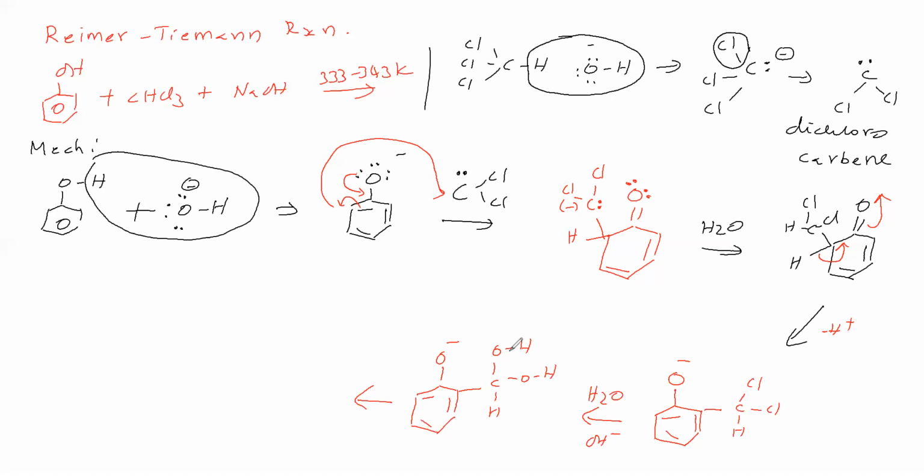Next, this bond is migrating here, this bond is migrating here. If the carbon is having two OH groups, then it is unstable, then a water molecule is leaving. So from this H plus, from this OH minus leaving as water, we will get this O minus, then here the benzene ring, here CHO. Then on treating with H plus, O minus becomes OH. So we are getting salicyl aldehyde.